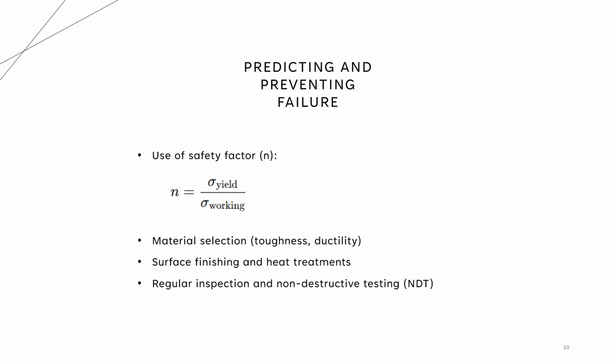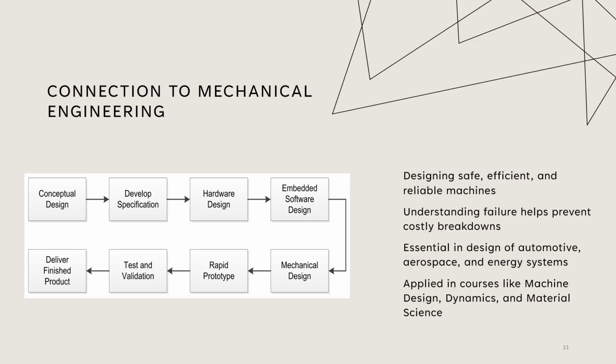So for predicting and preventing failure, we will use the factor of safety N, which is the sigma yield over the sigma working, or the stress yield over the stress working. And this can help us determine the material selection, being the toughness and ductility, as well as the surface finishing and heat treatments that we allow the material to go through. And we will also be making regular inspections and NDTs to help prevent failure of parts as well.